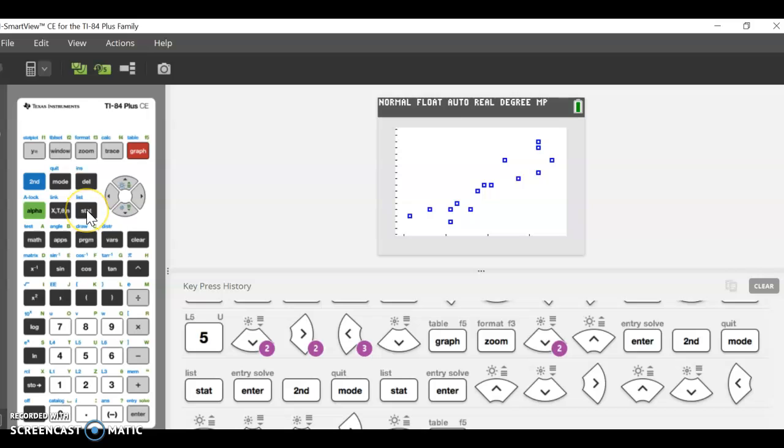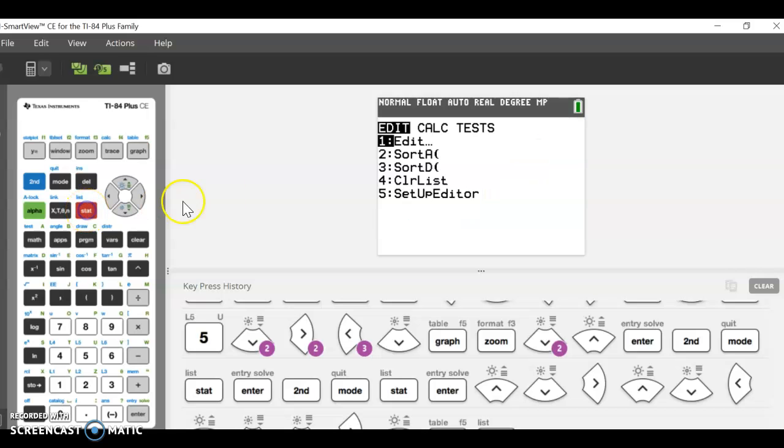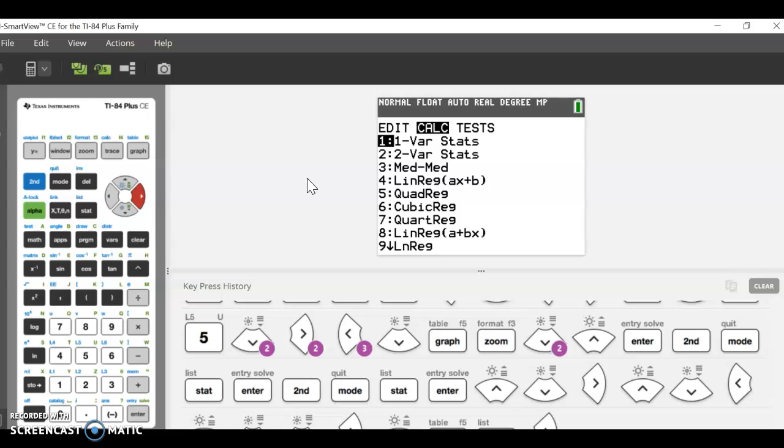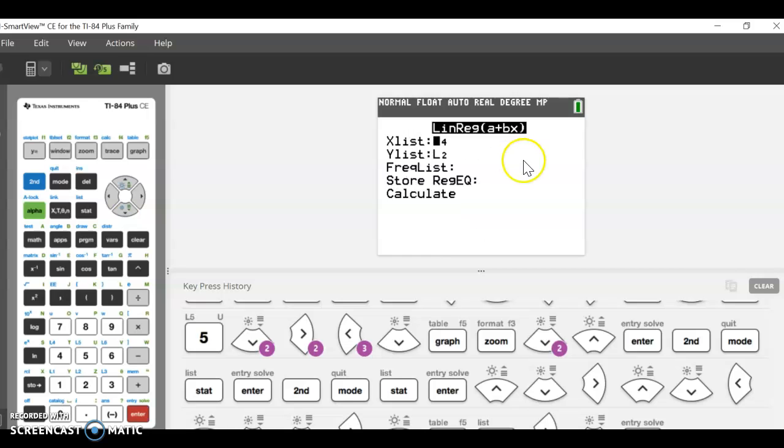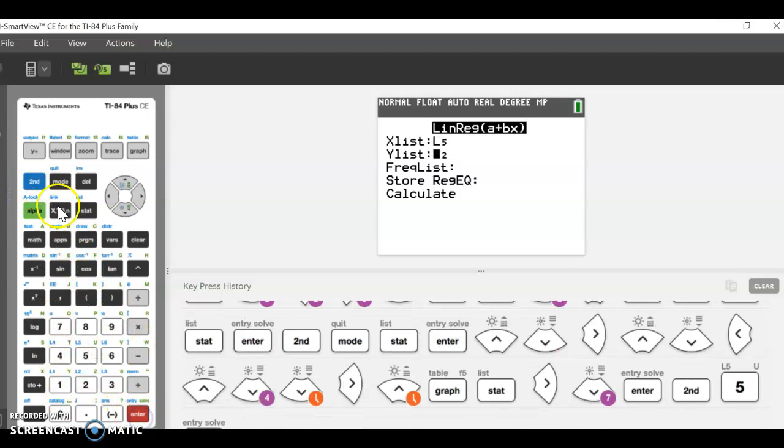Once you've done your scatter plot, you're going to go to Stat and go to Calc. Recall that we have used 1-Var Stats. You're going to go down to number 8, LinReg. You tell it your X list, which was L5 for me, and my Y list was L6. Frequency list, store regression equation, I don't need to do any of that stuff, and I'm going to calculate it. So here's r and r squared. We're not going to worry about that right now. That'll be a part of our next lesson.